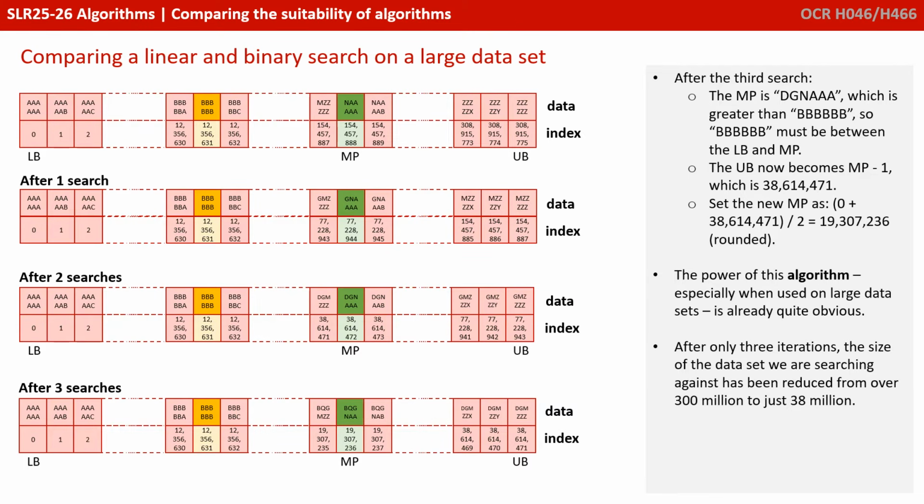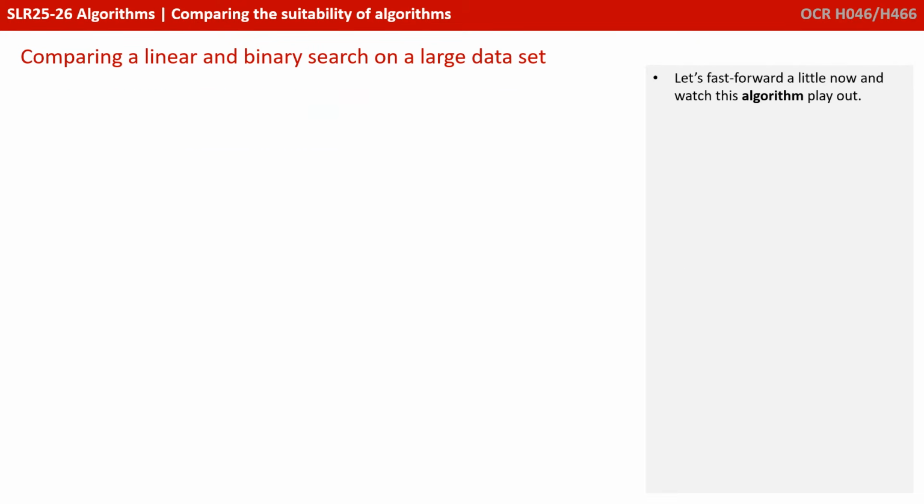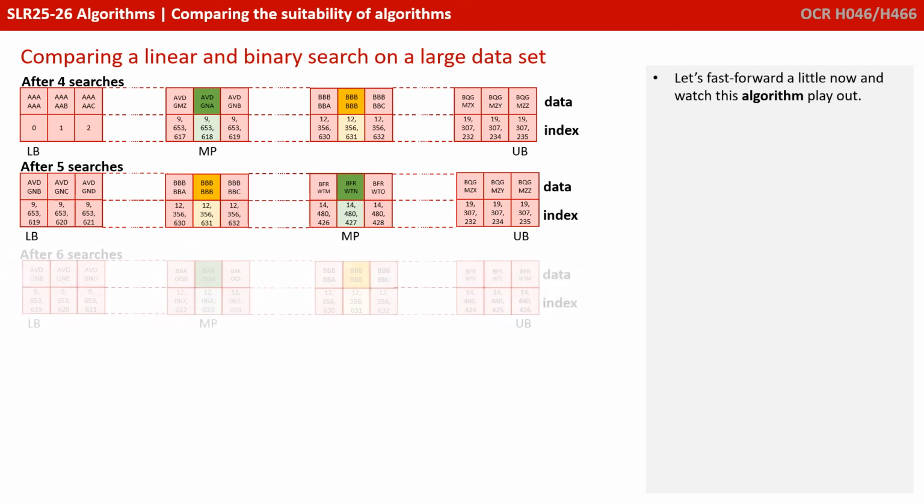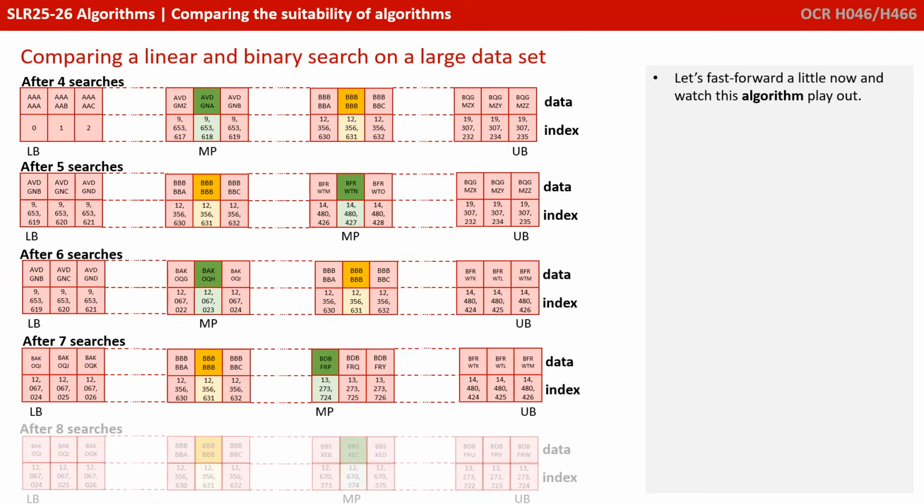So you can see the power of this algorithm, especially when used on large data sets. After only 3 iterations of the binary search, the size of the data set we're searching against has been reduced from over 300 million to just 38 million. Let's fast forward a little now and watch the algorithm play out.